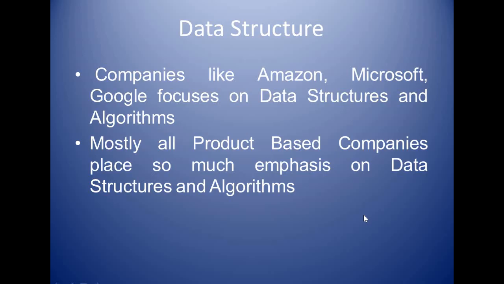Next, what are the companies that use data structures as an application? Companies like Amazon, Microsoft and Google focus on data structures and algorithms. Mostly all product based companies place so much importance on data structures and algorithms. Nowadays, for each and every concept in the backend, data structures are very useful. It's a simple technique. Using these algorithms we can do anything.